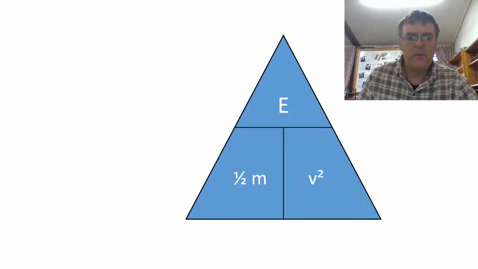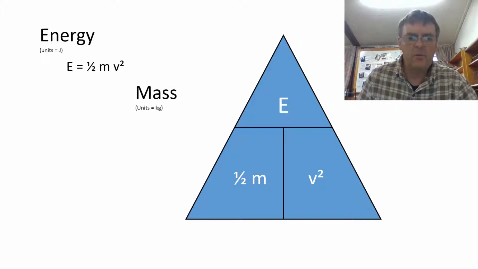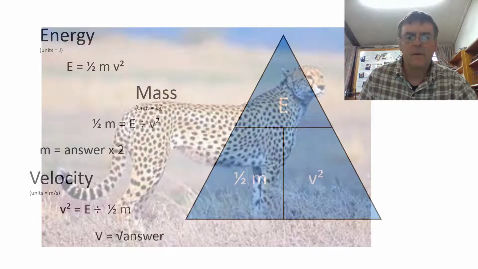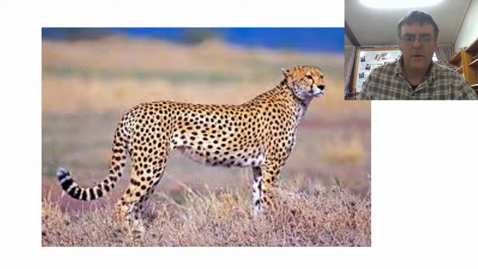So there's our triangle, and if we're looking for the energy, we use that equation. If we're looking for the mass, we use that equation. But add the extra step of multiplying the answer by 2. Don't forget to add the units. Same with the velocity. We use this equation, and then we take the square root of the answer and add the units. So that's our cheetah, and that's how to use and rearrange the kinetic energy equation, and I hope that has been helpful.